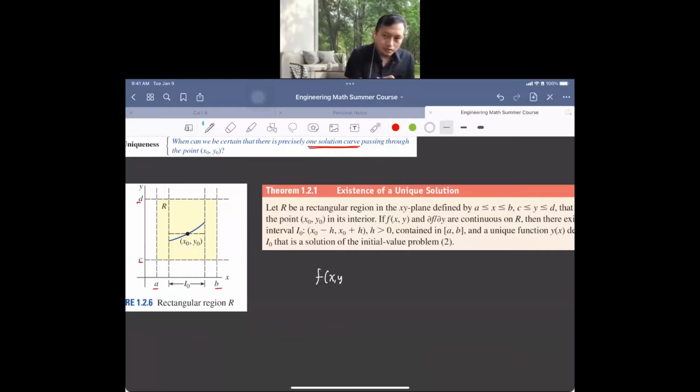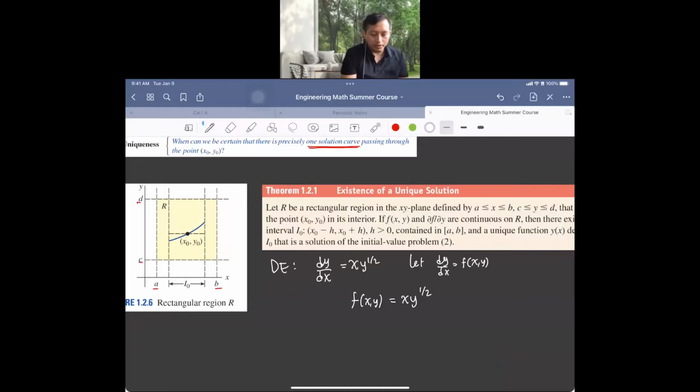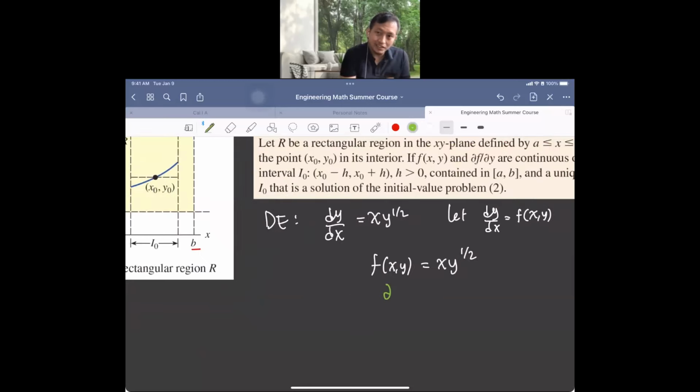So let's just go back to f. Let's say we have this function, or if we connect from the previous differential equations, we have the differential equation dy/dx = x y^(1/2). Let this dy/dx become our function, and we can write f = x y^(1/2). And the partial, remember, we are using the Leibniz notation. It's something like d, but curvier than d.